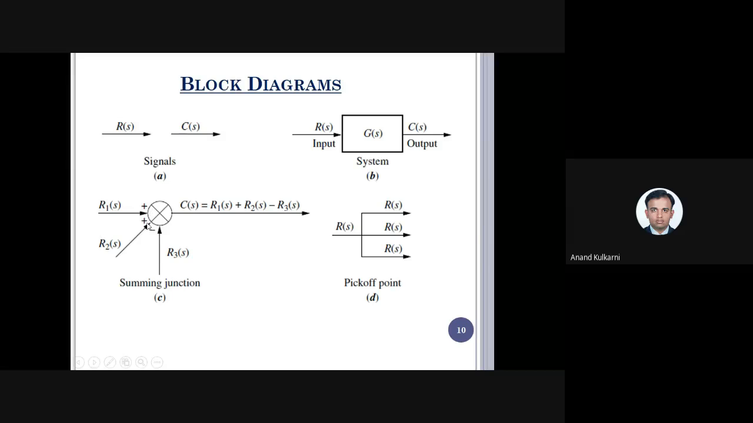What do you mean, arithmetically added? Depending upon the sign that each signal has, they get arithmetically added. As in this case, R1 of S is positive, R2 of S is positive, and R3 of S is negative. So they get arithmetically added, and the output of this is nothing but C of S. So henceforth, remember, whenever there is a summing point, the signals which are coming inside get arithmetically added. Now, in our problems, we'll have a maximum of 3 signals only. This is one signal, this will be the second signal, and the third signal. Totally, there will be only 3 signals.